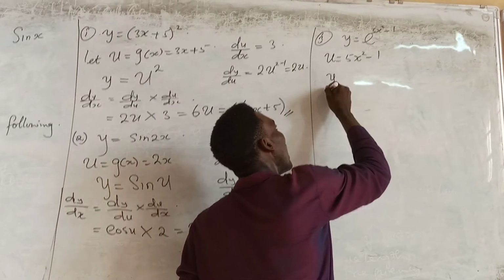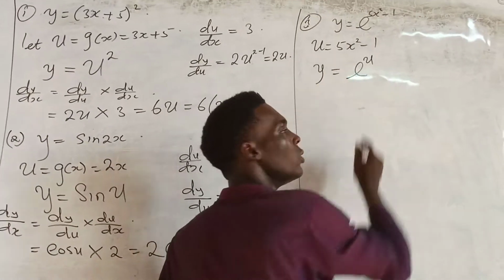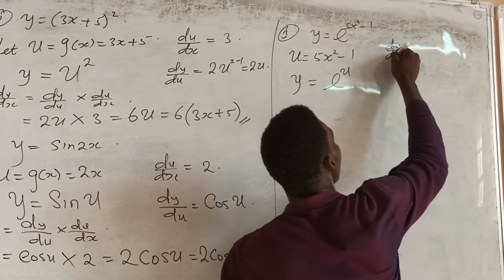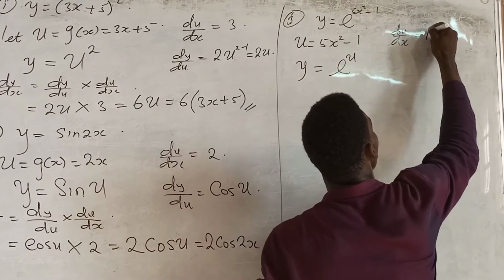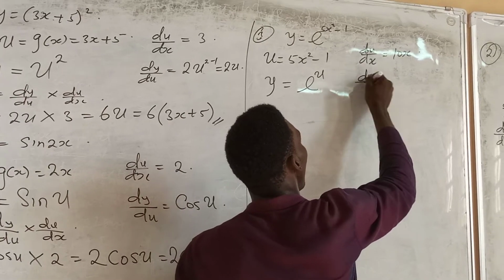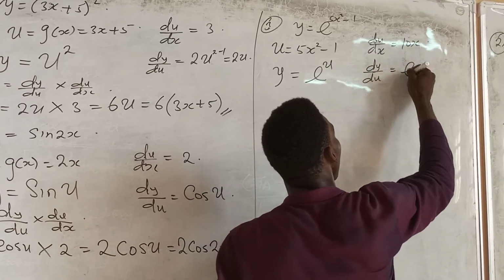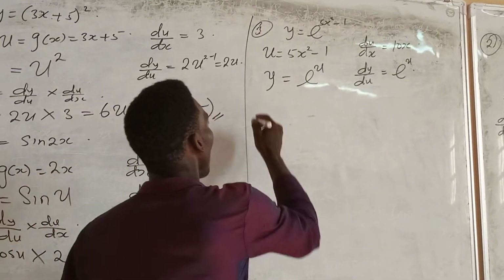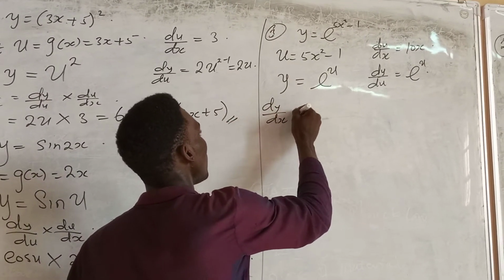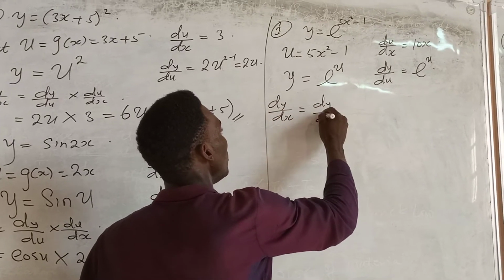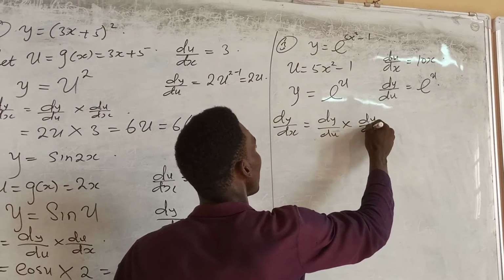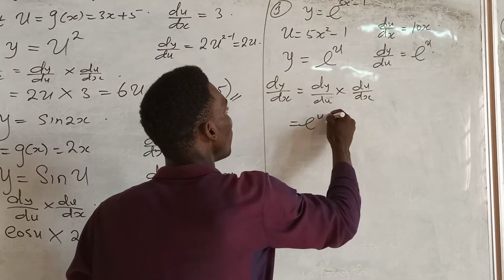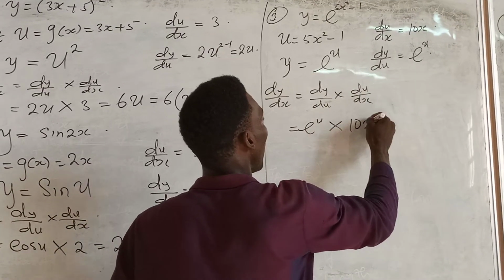So it means y will now become e to the power u, that is a function of u. Then du/dx will give us 10x. Then dy/du will give us exponential u. It was obtained from the table of standard derivatives. Then we apply the formula dy/dx equals dy/du times du/dx. Now dy/du is exponential u, times du/dx, which is 10x.